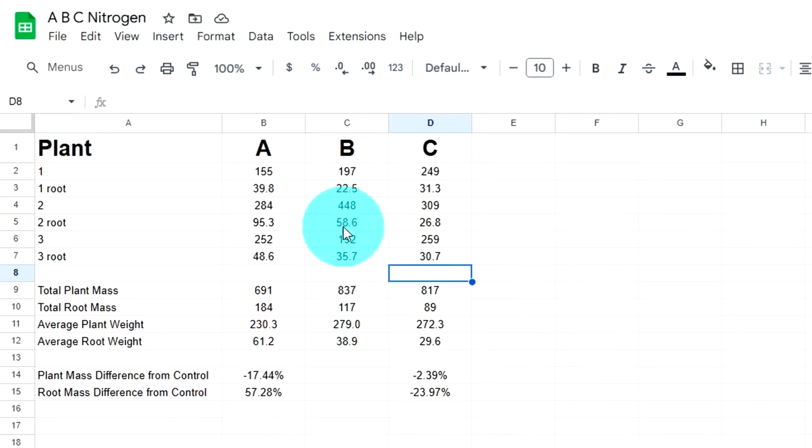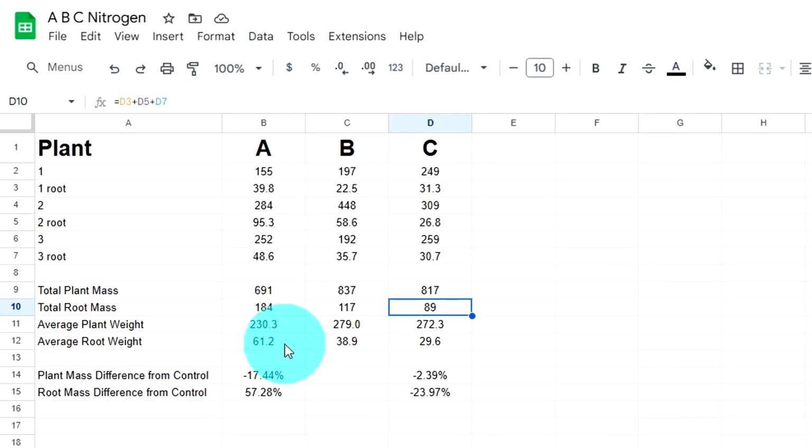So I've entered all the totals into the tracker here, and the total plant mass, you can see the differences between the A, B, and the C. The total root mass as well is listed there, which means we had an average plant weight of 230.3 for the A pail, 279 for the B pail, and 272.3 for the C pail, which is kind of surprising that more nitrogen didn't just give me more growth. I guess once you get to a certain point of nitrogen, anything excess just goes to waste.